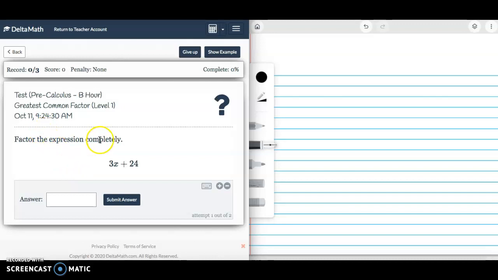Okay, so factor the expression completely. So the first thing you always check for in quadratics, or I guess in this case it's not even a quadratic, but if you're factoring, you want to look and see if there is a GCF. So any sort of number or variable that is common in all of your terms. So for example, this has an x and this doesn't have an x, so there's no variable that's common, but the number that's common between both of these is that both of these numbers are divisible by 3.